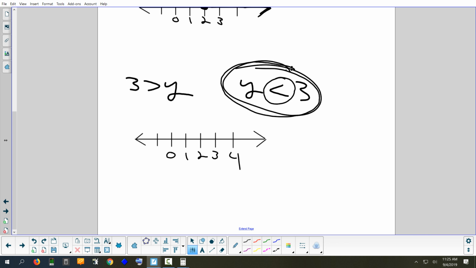So, got our number line. How about, Eric, what kind of circle do I need this time? Open. Open on what number? 3. Yep, open on 3. And Jacob, I'm going to shade to the... What? Yep, I'm going to shade to the left. That's it. Any questions on graphing? Okay.